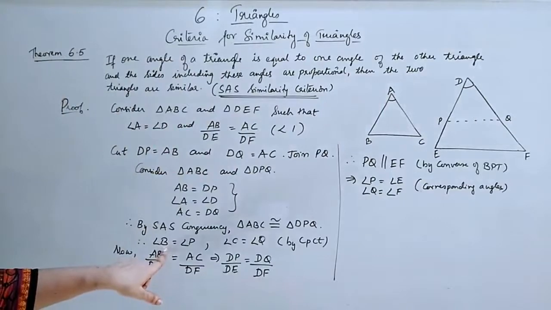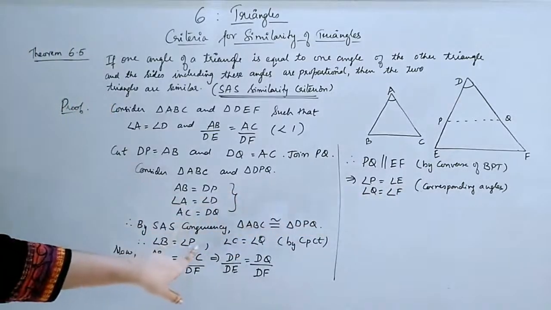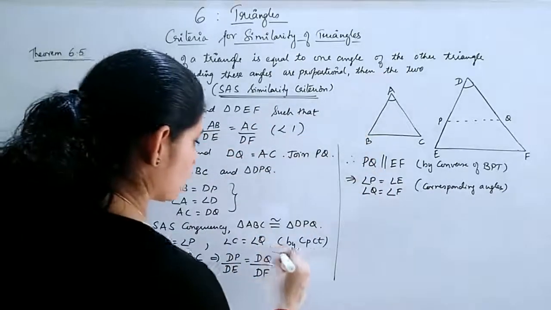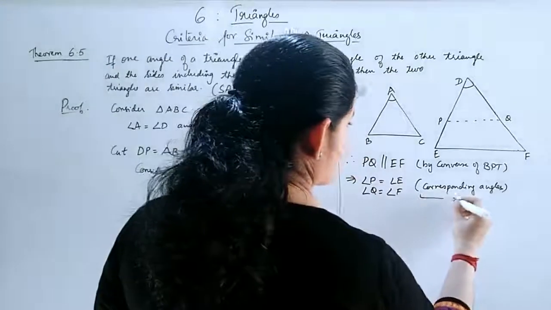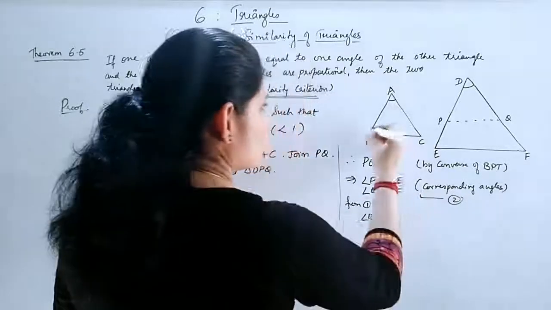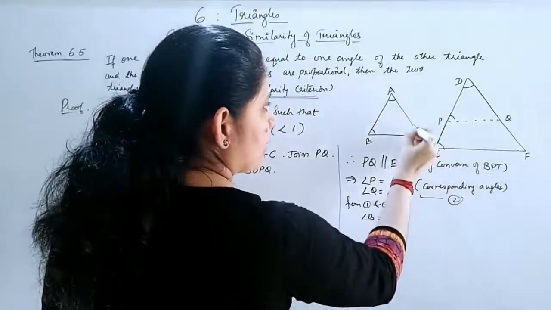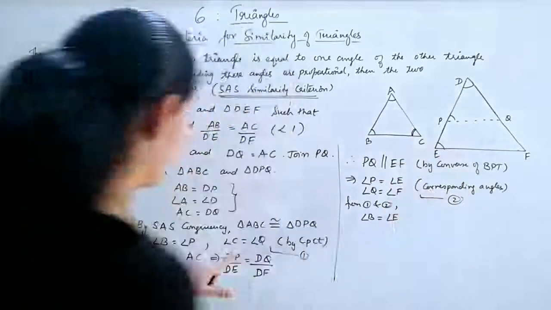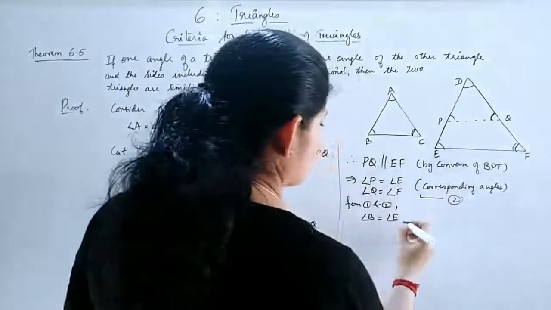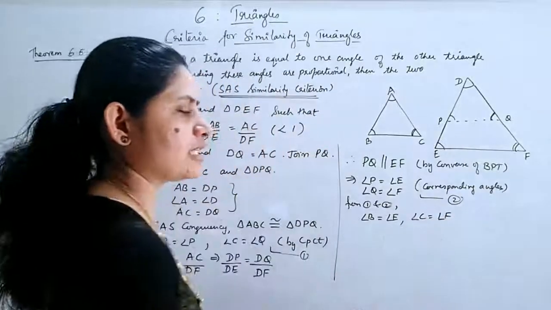Now we have angle B equal to angle P already, and here we got angle P equal to angle E. That means angle B equal to angle P and angle P equal to angle E will give angle B equal to angle E. If we mark this as equation 1 and this as equation 2, from 1 and 2 we get angle B is equal to angle E. Again, angle C is equal to angle Q, and angle Q is equal to angle F. That means angle C and angle F are equal. So angle B equals angle E and angle C equals angle F.